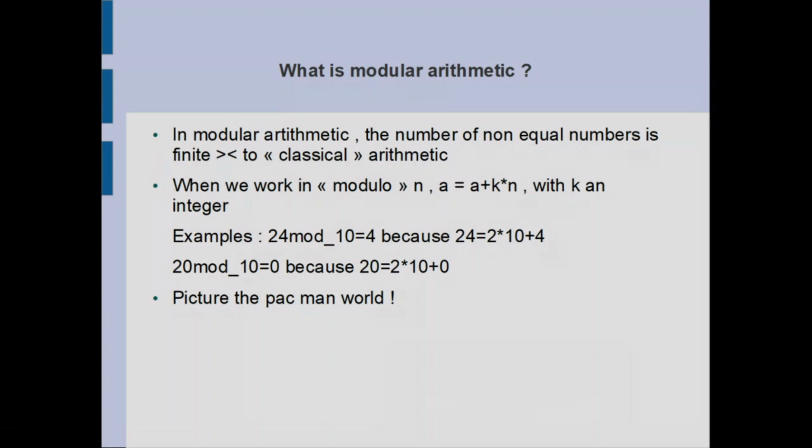For example, 16 modulo 14 equals 2, because 16 is 1 times 14 plus 2. Is it understood? You can write okay in the chat if it's understood. Just write okay in the chat. Yeah, it's understood. Fine.